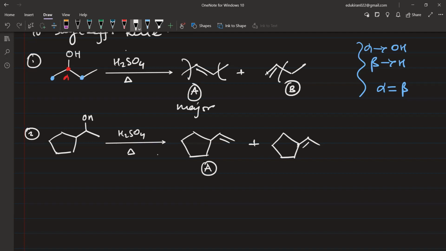Now looking at this part, A and B. Now let's look at the first case A. It is having only 1 alkyl group. Here it is having 1 alkyl group, 2 alkyl group, and 3 alkyl group. So this will be major here. Now it is correct, Fatima. Okay. So the alkene with more number of substitution, or the alkene with more substituted double bond, is always major.